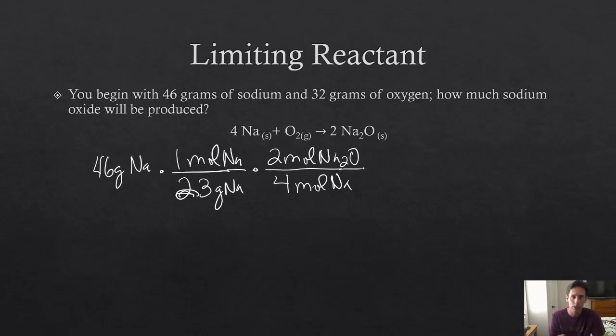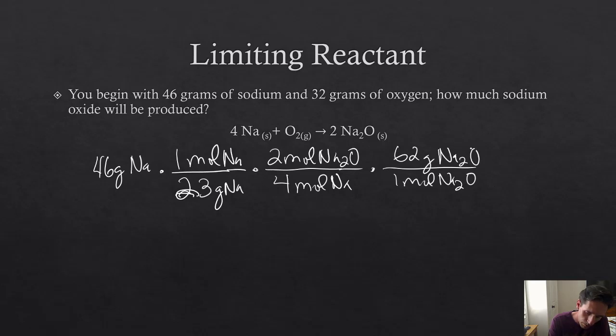In our mole ratio, for every 4 moles of sodium, there are 2 moles of sodium oxide produced. Now, I could stop here and solve for moles, but it's up to what you want to do. This one doesn't say, it just asks how much sodium oxide will be produced. It doesn't say that it needs to be in moles or in grams. I'm just going to go ahead and solve in grams. So then we're going to use our molar mass. In 1 mole of sodium oxide, that would be 62 grams of sodium oxide, and that's the molar mass of that.